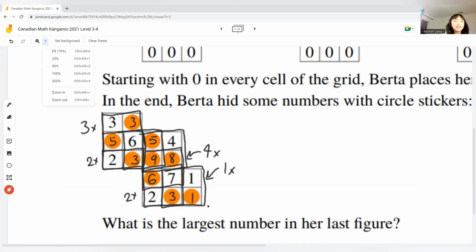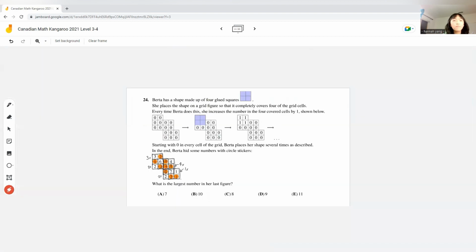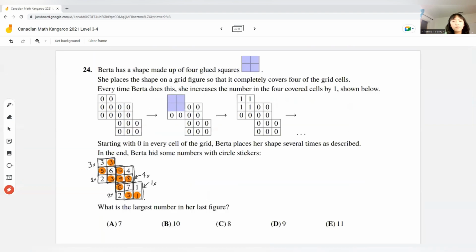This problem is a bit difficult to wrap your head around, but once you get the basic gist of it, you can go through the entire grid and just fill in the blanks. So then your correct answer should be D, 9.